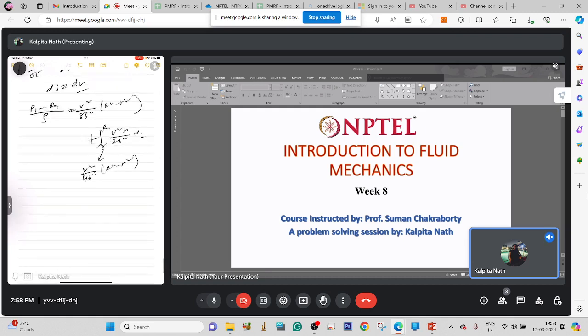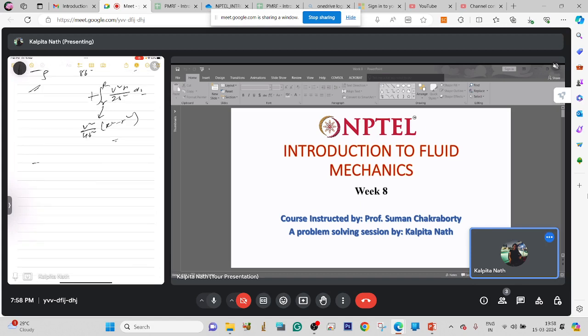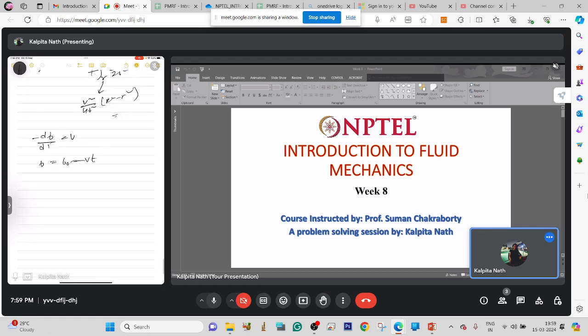P varies with time as B varies with time, so at a given instant we have to find the value of B so that the value of P can be calculated. How to find B at a given time? Minus dB dt is equal to V. So from here you can write B is equal to B naught minus Vt, which can be found out at a given instant. Now substitute this in the main equation. If this is done, then we can find out P1. It's very easy. Okay, so we'll now go for some applications of the Bernoulli equation.